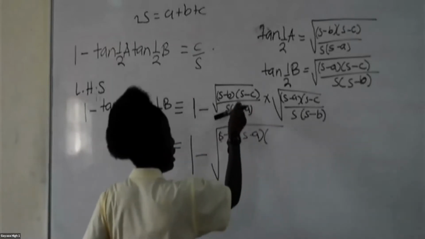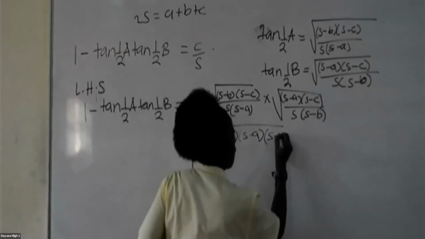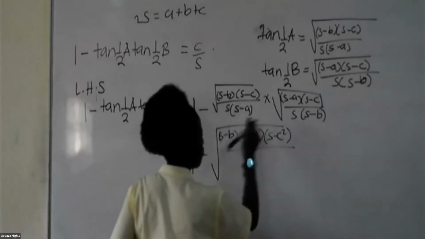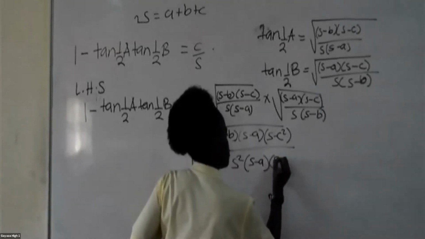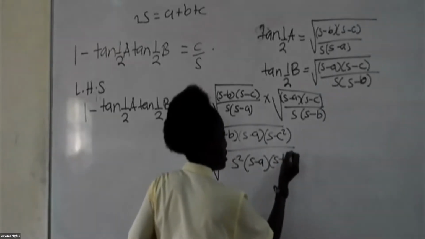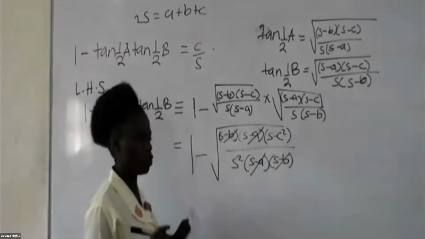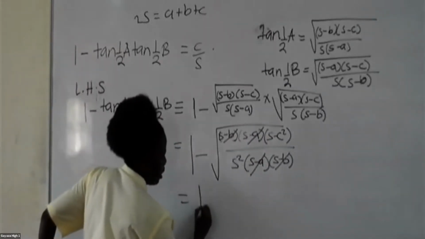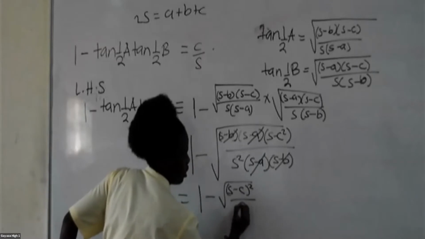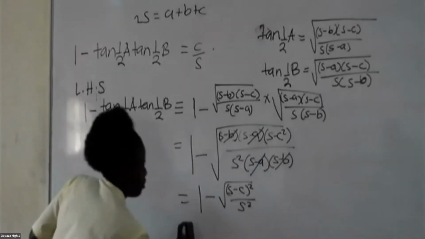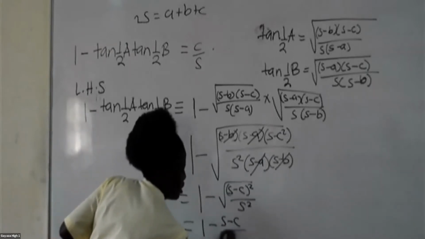this is s minus b, this is going to be s minus a. And when I multiply s minus c with s minus c, I'll get s minus c squared. This will become out of s times s is s squared into s minus a into s minus b. So this s minus b and this are going to cancel out, and this are also going to cancel out. So I remain with 1 minus the square root of s minus c squared out of s squared. This will become 1 minus, when I find the square root on both, I'll have s minus c out of s.